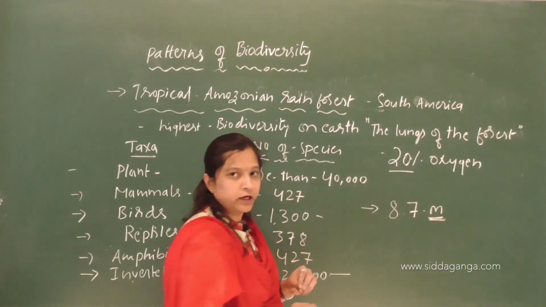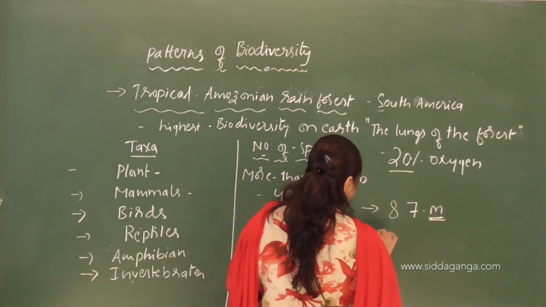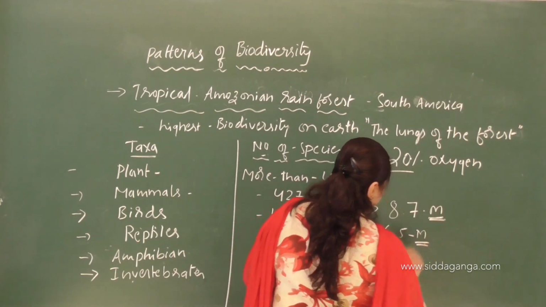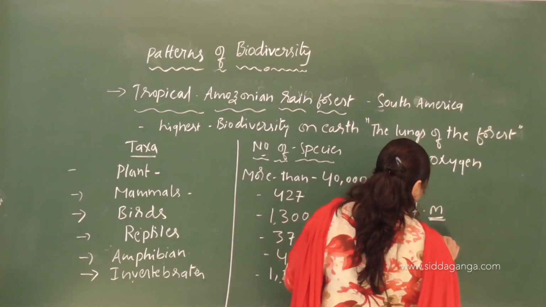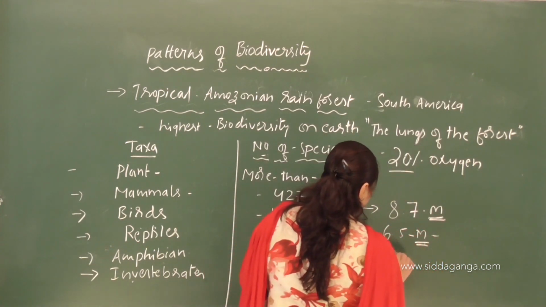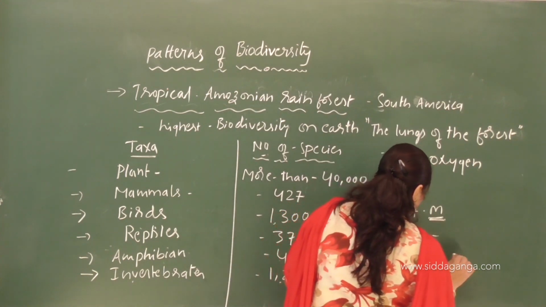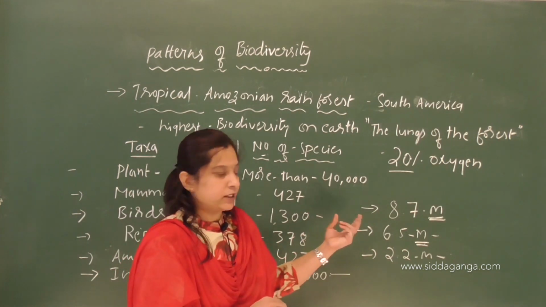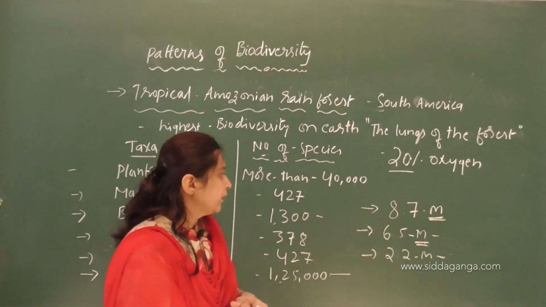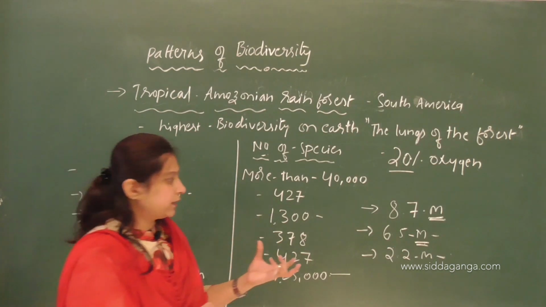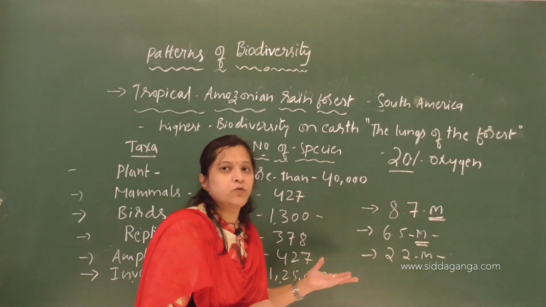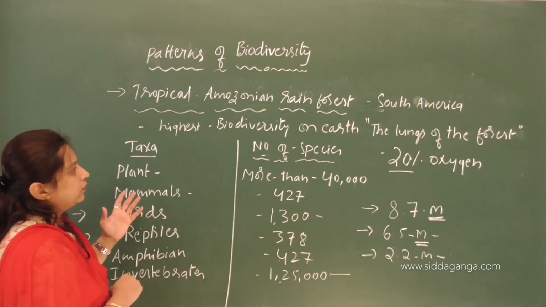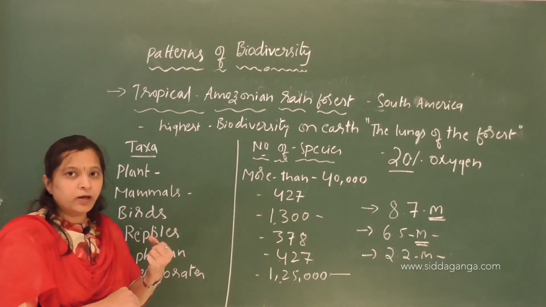8.7 million. Of the 8.7 million, 6.5 million species are present on land, and 2.2 million species are present in the ocean depths. So make this correction: 8.7 million. This is the latest estimation, and this is the global biodiversity.